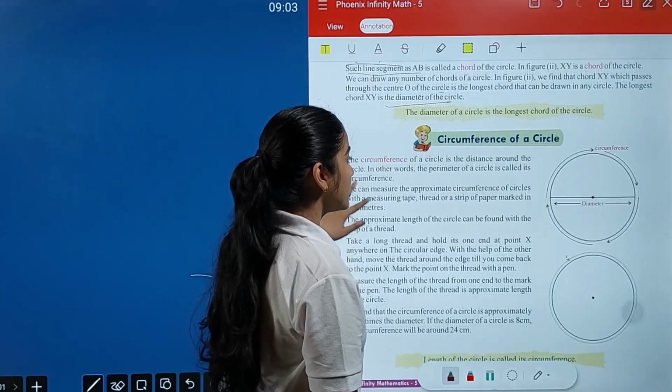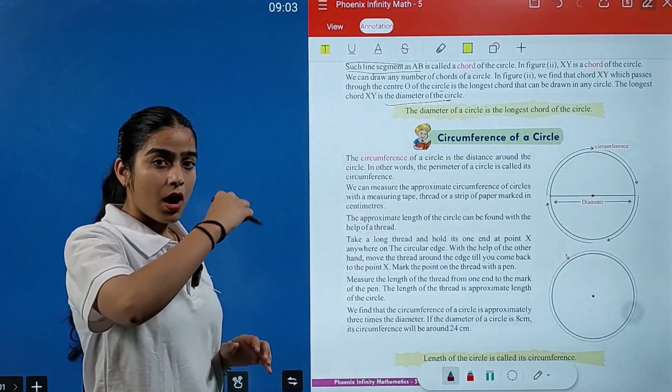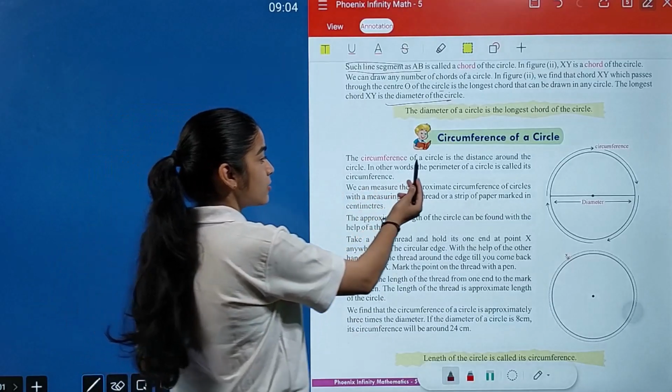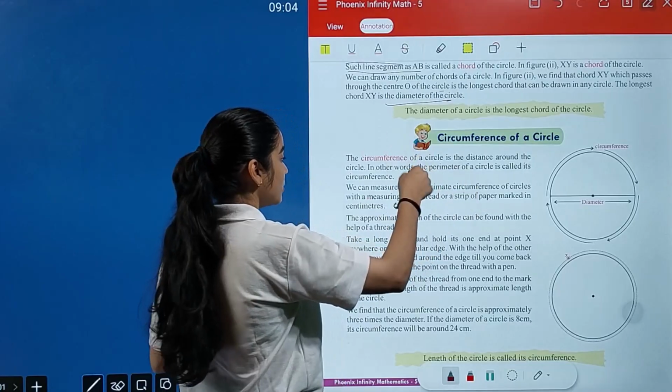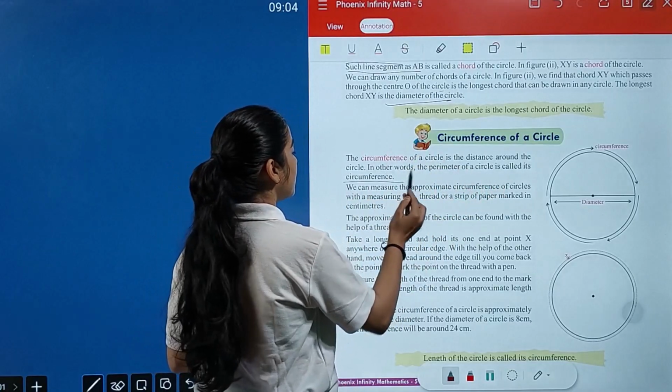Now we are going to learn about the circumference of a circle. In this section, the boundary of the circle is called your circumference. The circumference of a circle is the distance around the circle. In other words, the perimeter of a circle is called its circumference.